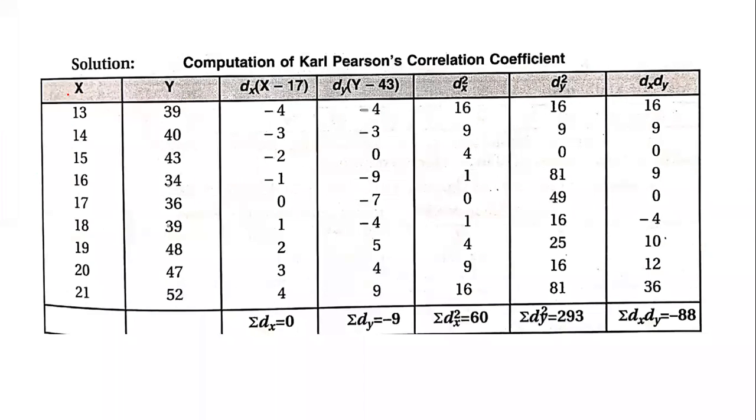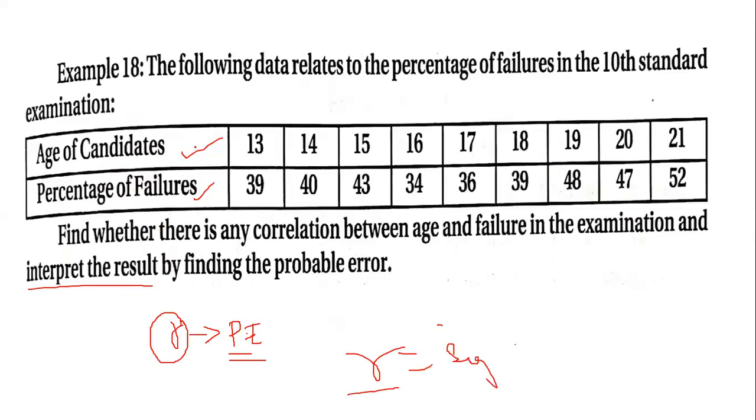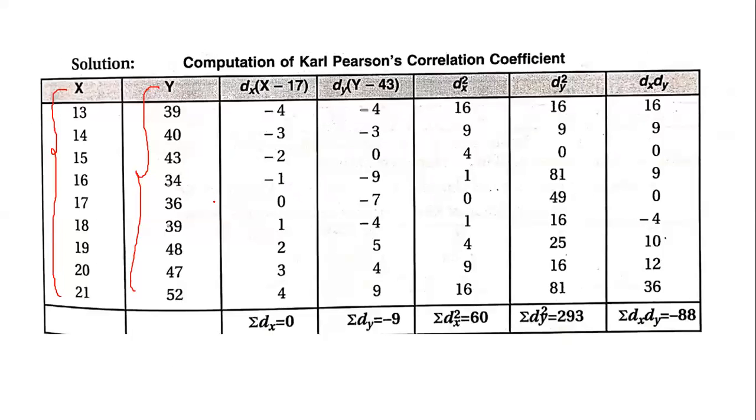Now, copy down the value of x from the question. Copy down the value of y also from the question. So they have given us the value of x and y directly. So what will be the value of x? Value of x is candidates age and value of y is percentage of failures.